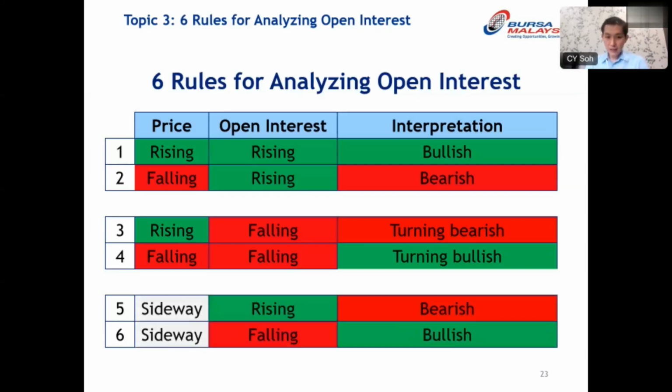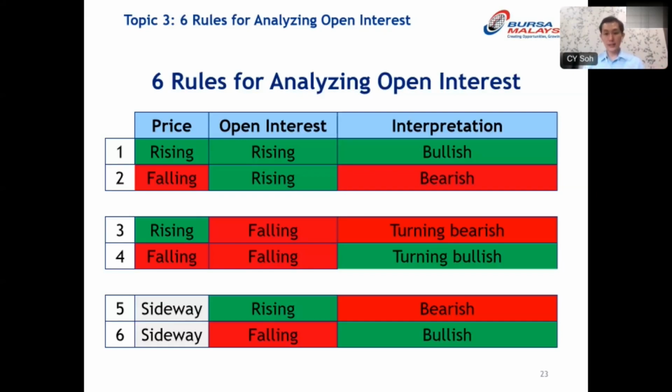Rule number 5 and number 6. Number 5 first: if the market goes sideways, but open interest is rising, this signals that a bearish market is going to come soon. And rule number 6: if the market goes sideways, but open interest is falling, this indicates that the market may be bullish soon.